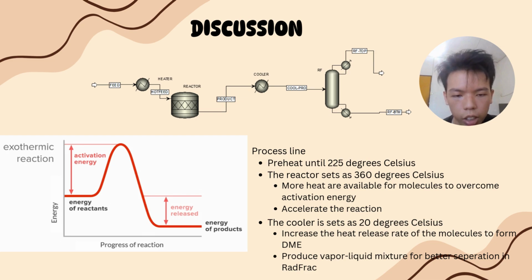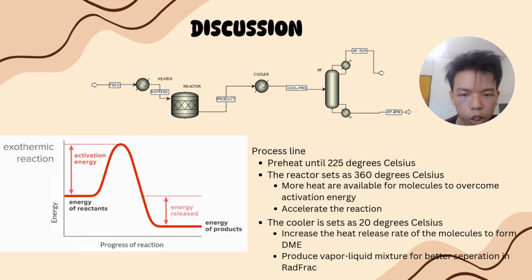The cooler is set at 20 degrees Celsius, which is much lower than the temperature of the product stream, which is 360 degrees Celsius. So the huge temperature difference between the cooler and the product stream allows the molecules to release heat to the surrounding. And this also increases the production rate of the DME.